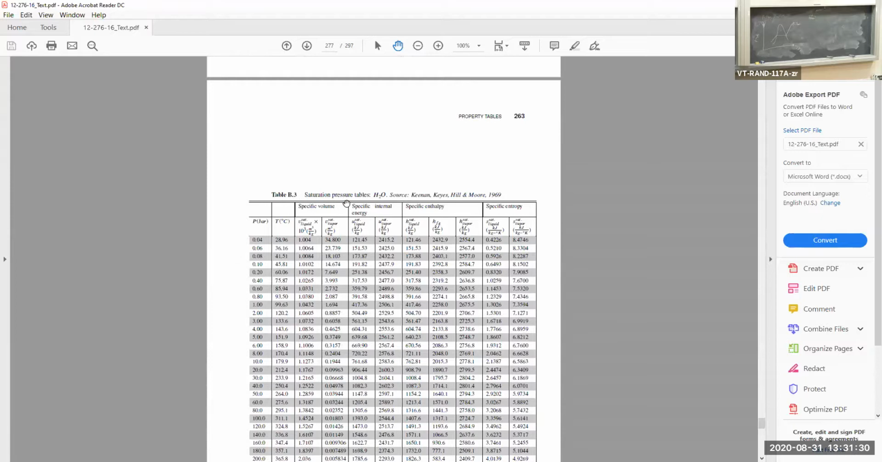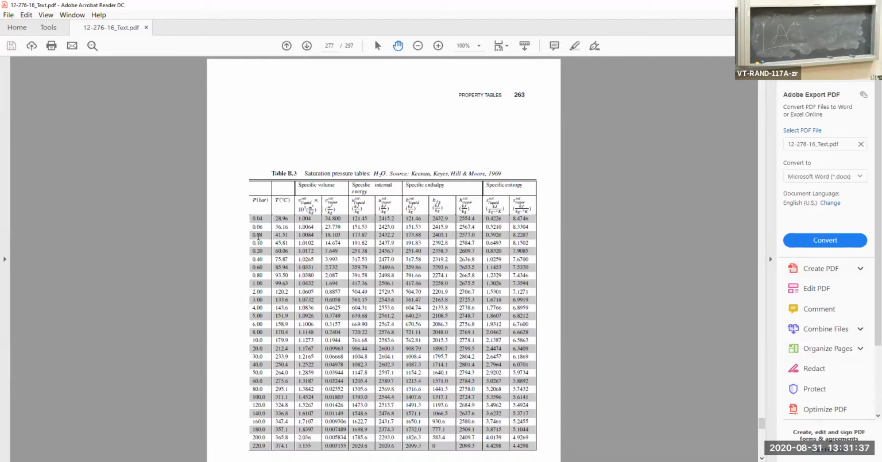Let's look at this saturation pressure table. So instead of having temperature in the first column, we've got pressure in the first column. Pressures in bar. Let's see here. We are at a pressure of 5 bar. Here's 5 bar right here. The boiling temperature or saturation temperature at 5 bar is 151.9 degrees C.